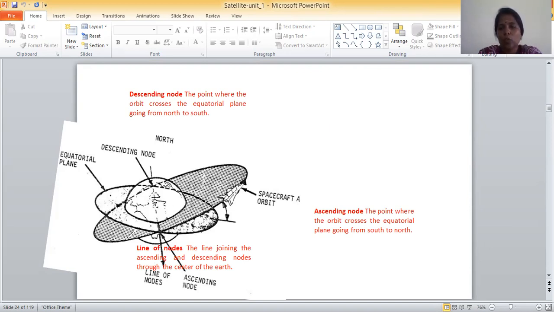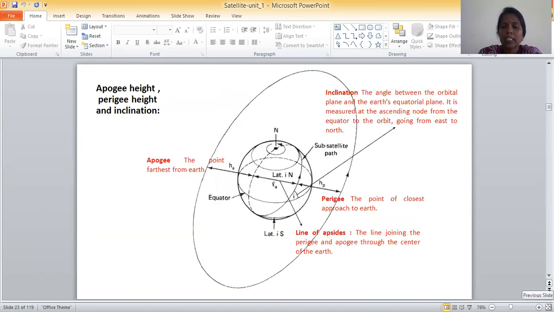These points have to be known to us to find out where the satellite is being located. You can identify the location of the satellite in that manner. So perigee is the point closest to the Earth, and apogee is the point which is farthest from the Earth.